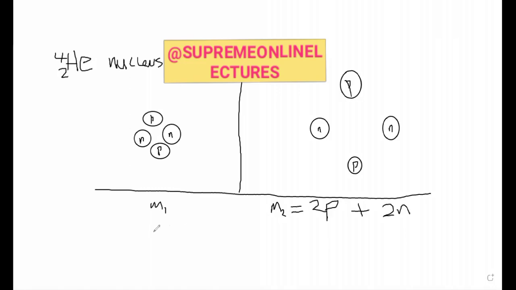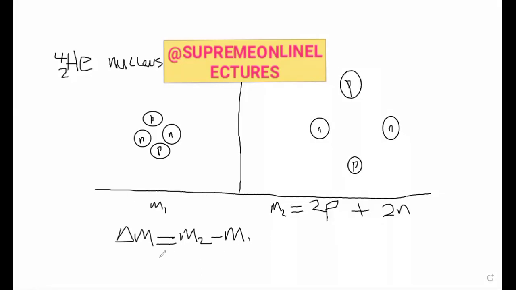So the difference in masses, change in M, which is M2 minus M1, is what they mean by mass defect. So what is this mass defect? It is the difference between the actual atomic mass and the predicted mass.